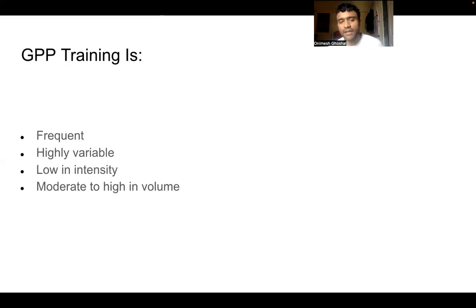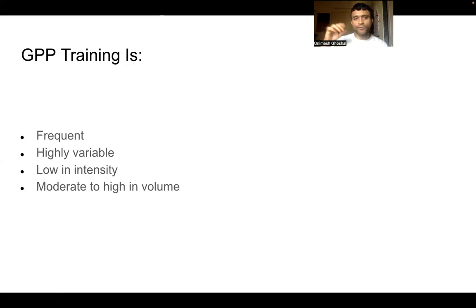When you look at the features of a training microcycle like this, what does GPP training on a weekly basis look like? You've got to be training frequently. Your training has to be highly variable. Your training has to be low in intensity and it has to be moderate to high in volume. So really volume is the only parameter that you're using in GPP training to do the progressive overloading across the weeks. So, let's say in GPP training, you're planning a 4 week long mesocycle, right? A 4 week long block of GPP training.